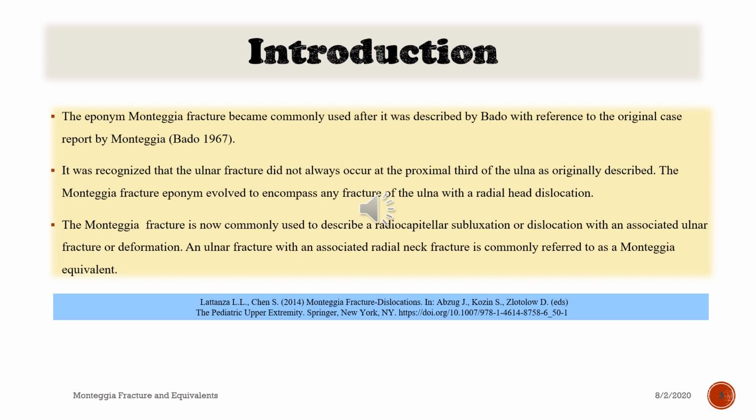The Monteggia fracture is now commonly used to describe a radiocapitellar subluxation or dislocation with an associated ulnar fracture or deformation. An ulnar fracture with an associated radial neck fracture is commonly referred to as a Monteggia equivalent.